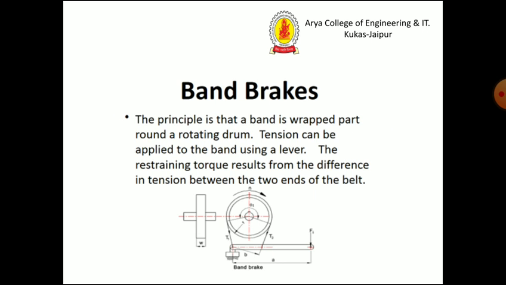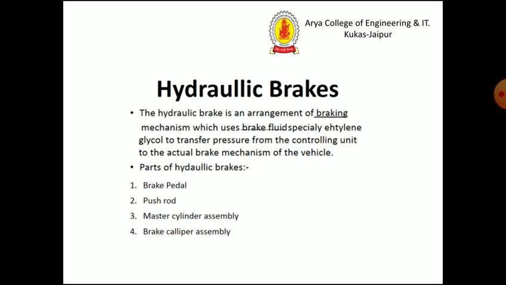This is an example of a band brake. The principle is that a band is wrapped partly around a rotating drum. Tension can be applied to the band using a lever. The restraining torque results from the difference in tensions between the two ends of the band.